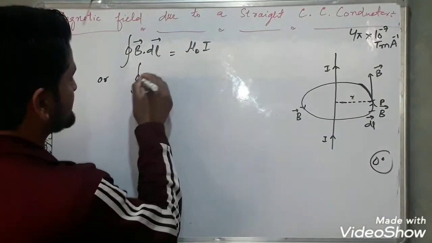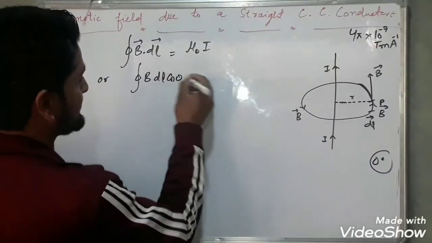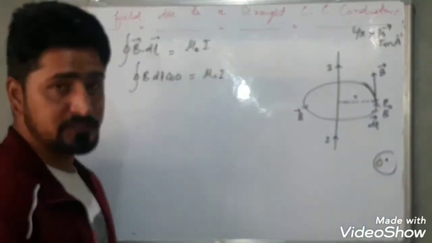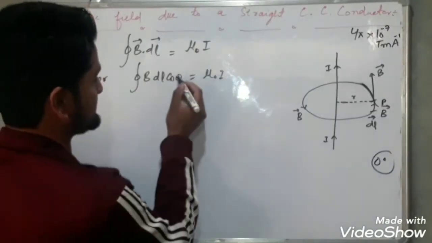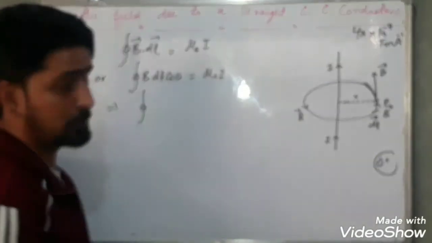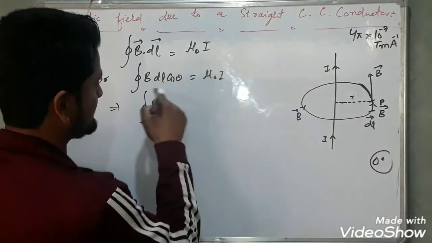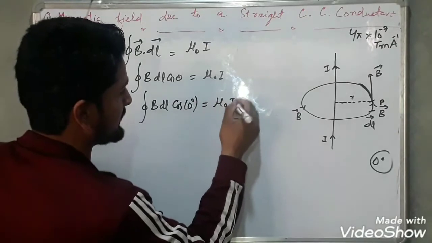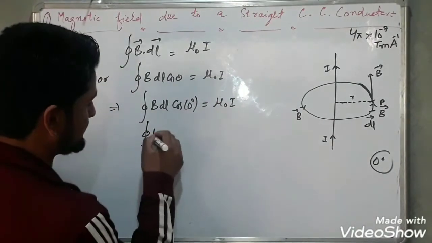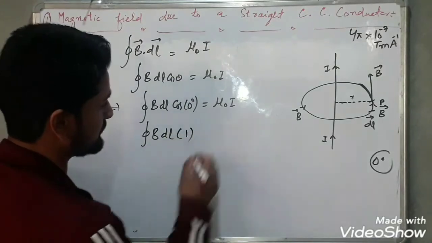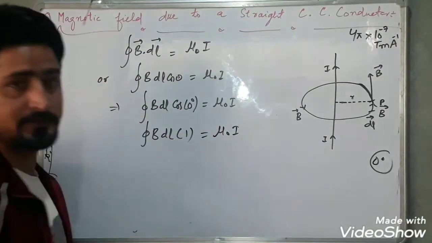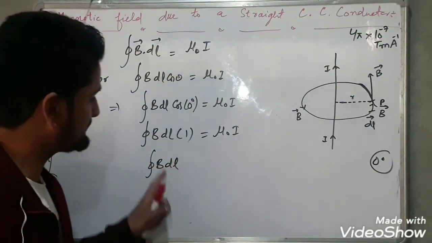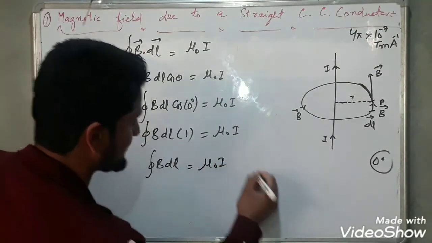And we can write B dot dl equal to B dl cos theta equal to mu naught times current I, because A dot B equals AB cos theta. So it is the line integral over the closed path of B dl cos of the angle between B and dl. It is 0, so it is cos 0 degrees equal to mu naught times current. And cos 0 is 1, so it is the line integral over the closed path of B dl, equal to mu naught times current.